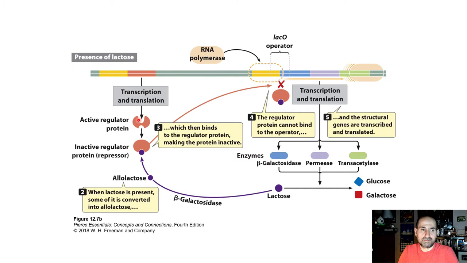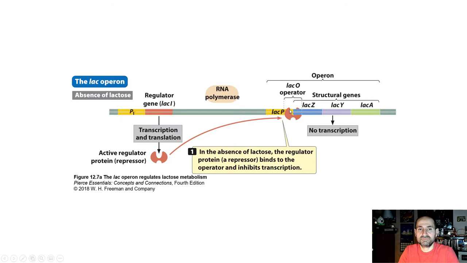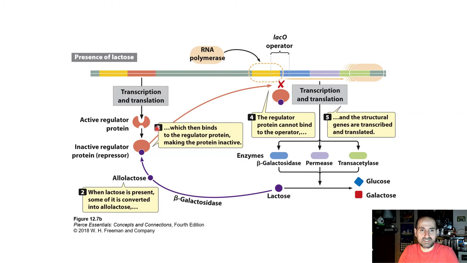So in the absence of lactose, the repressor is not bound to allolactose. It represses gene expression. In the presence of lactose, allolactose is formed by beta-galactosidase and gene expression is turned on because the repressor is inactivated. Do you see how that works? Awesome.